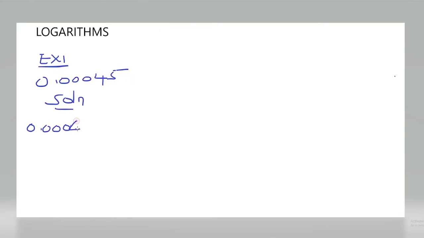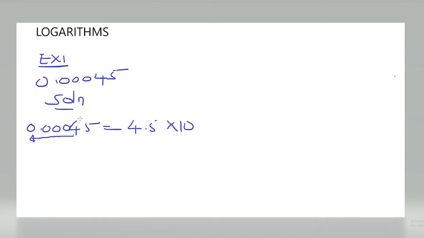Now this one can be written as, the first digit is 4 and the second digit is 5. Okay. Now this one will be equal to 4.5 times 10 to the power. Now this 4 has moved to the left-hand side until it has taken the position of 0.